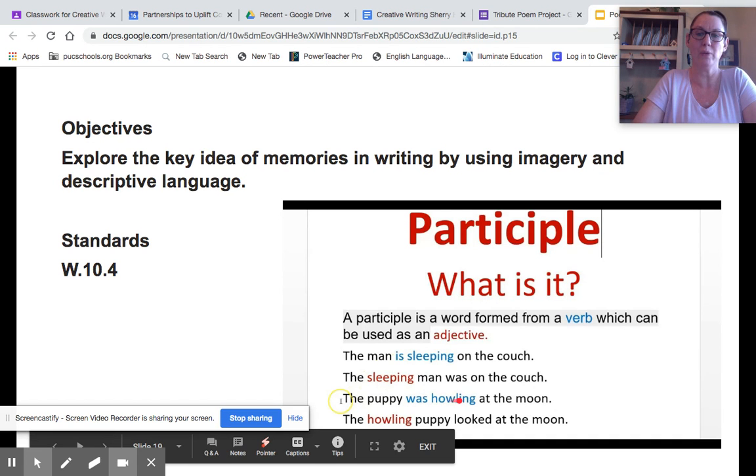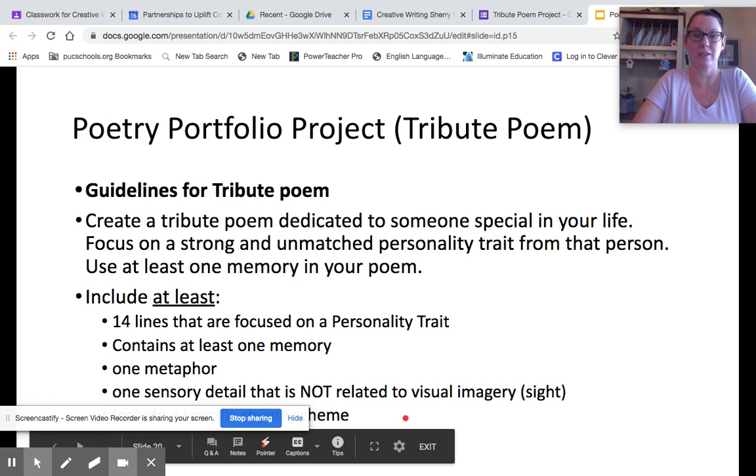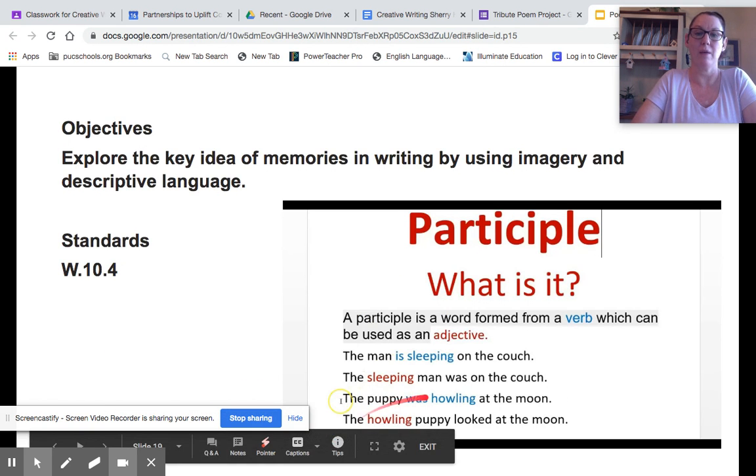And if we take howling and change it from a verb to a participle and change it to the howling puppy looked at the moon, we should be able to get rid of this altogether and it should still make sense. For example, the puppy looked at the moon. So think about that as you're practicing participles, and then when you're done, I'll give you the instructions for your tribute poem project.